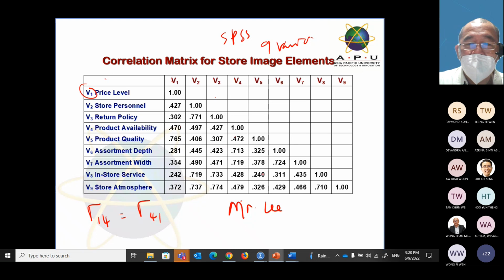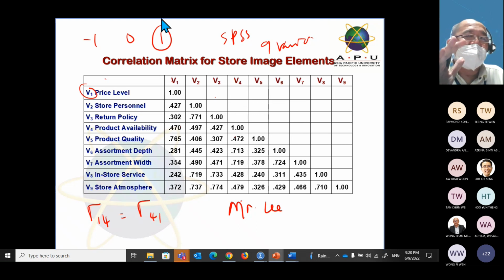Here, all positive. The linear correlation ranges from negative 1 to 1, with 0 in the middle. Any correlation value close to 1 is considered a strong relationship, and a value close to negative 1 is also a strong relationship. Here all are positive; some high, some strong, some weak. For example, this is considered strong: 0.7 and above.